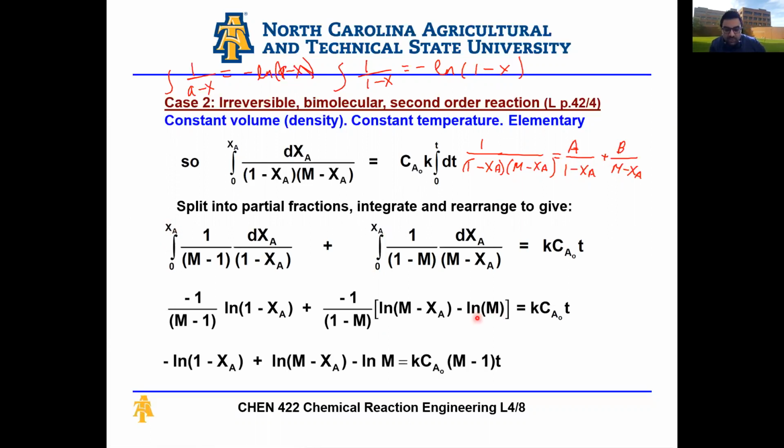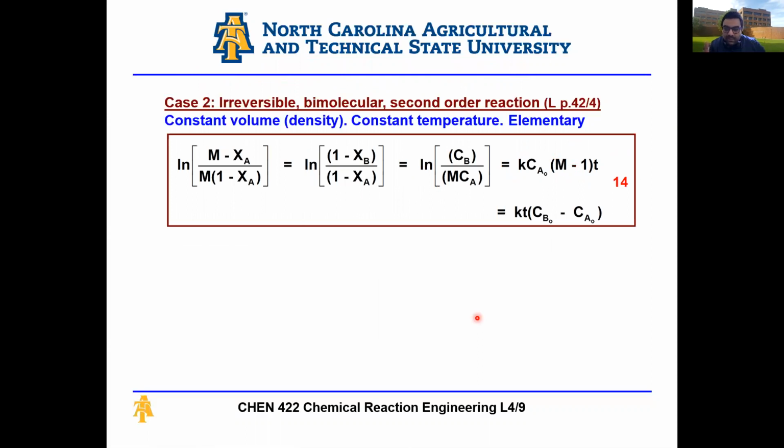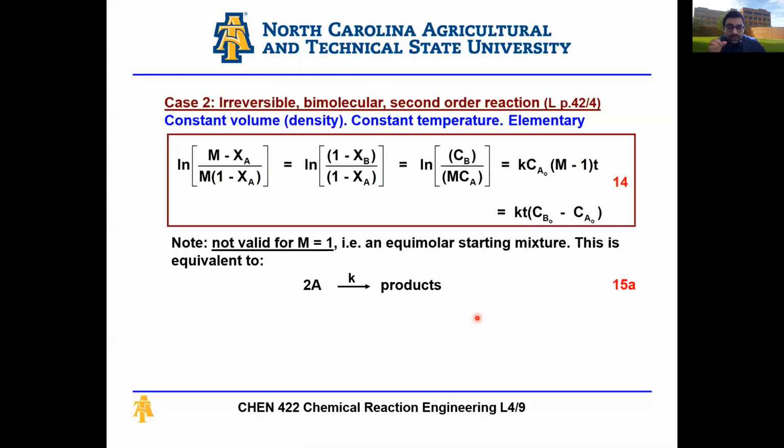You do some algebra, we're going to move things around, cancel things, do all of this stuff. You can figure this step out by yourself. This is the final expression we get, right? So this is your performance equation for an irreversible bimolecular second order reaction. You're responsible for this equation, responsible to be able to use it based on whatever information I give you, extract the missing parameter. Something to note, this expression is not valid for m equals 1.